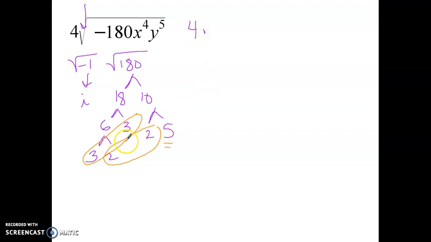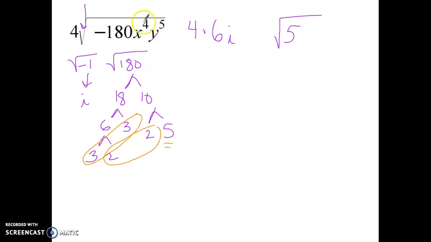And now let's see what would happen. 3 times 2, those both are circled. 3 times 2 is 6. I'm going to bring over my i, because my i goes on the outside. Leave a space for my variables. 5 on the inside. Okay, let's look at those variables.